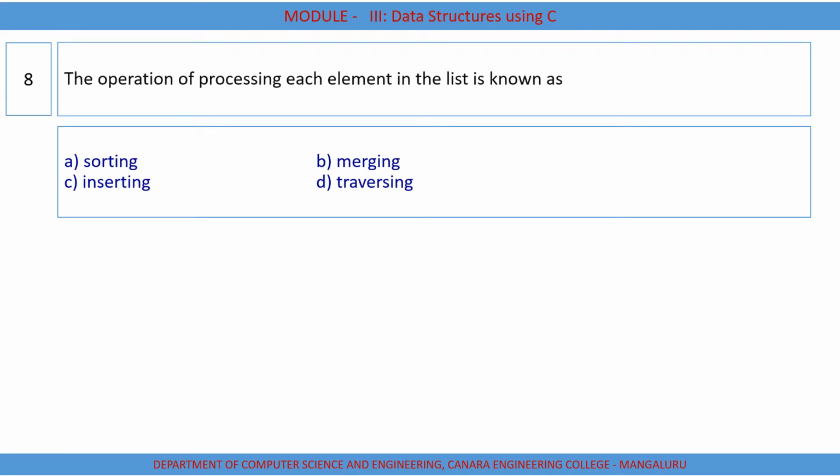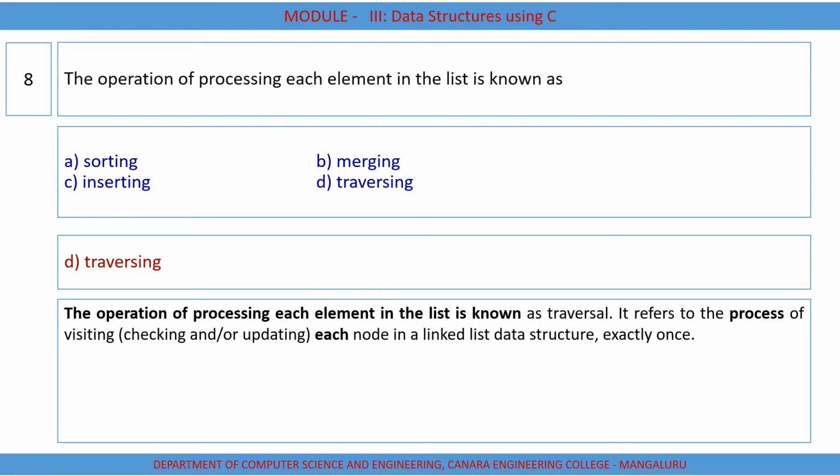Then the operation of processing each element in the list is known as traversing. The operation of processing each element in the list is known as traversing, because if you wanted to access the element, or if you wanted to perform any operation on the element of the list, you have to start from the first node and keep searching for the element which you want to perform an operation on. So that's called traversing.